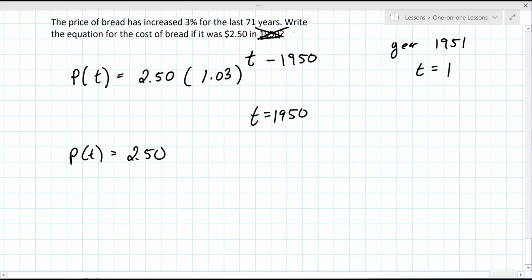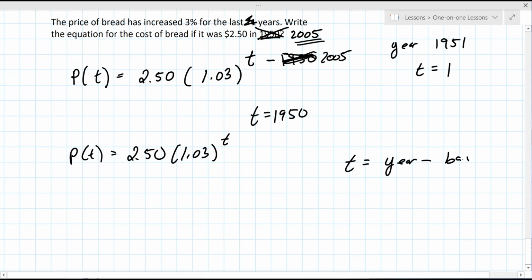So what if I change this? Oops, I made a mistake. It's actually in the year 2005. What changes about all of this? t minus 2005. So you're always subtracting that base year. So then, if it was 2005, then it wouldn't just be one, right? Well, you could make a substitution. Like you could say, oh, it's 1.03 to the power of t, but t is equal to the year minus your base year, which is 2005 minus 1950.